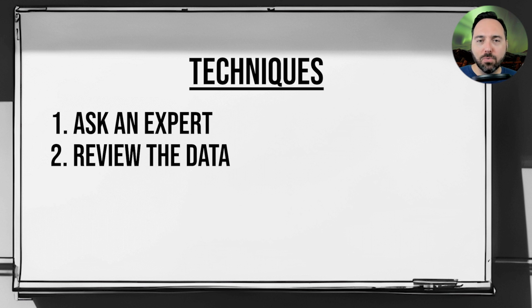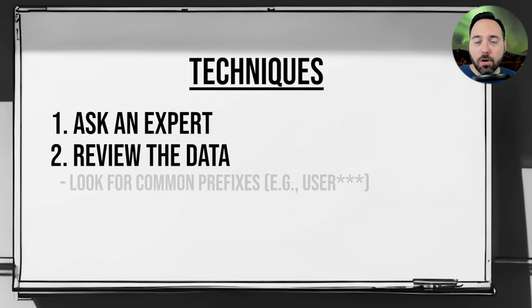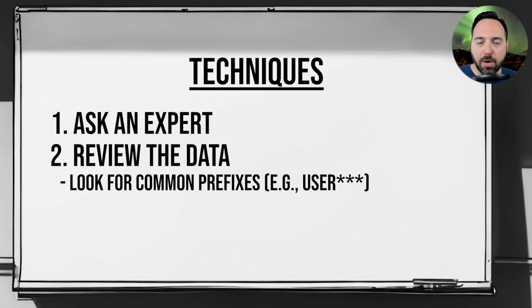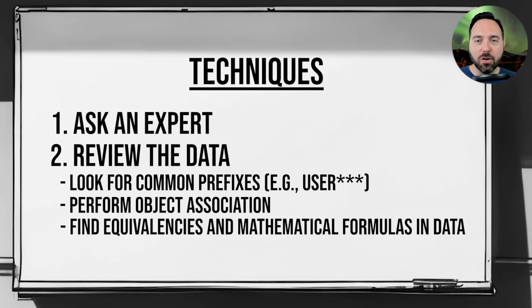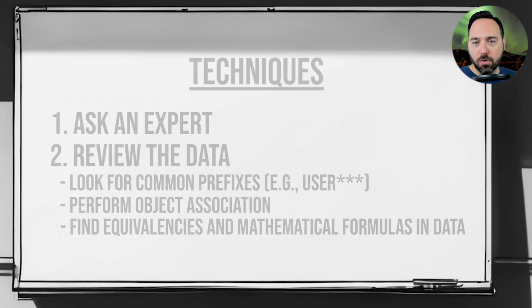Here are a few ideas which might help. First, look for common prefixes like user ID or username. Those prefixes often give it away that there's a functional dependency in there somewhere. Second, there may be cases where we can imagine an attribute belonging to an object, like how a password associates with a login. Third, look for equivalencies and mathematical formulas in your data. An example of this might include subtotal, tax, and total, where subtotal and tax determine the total.